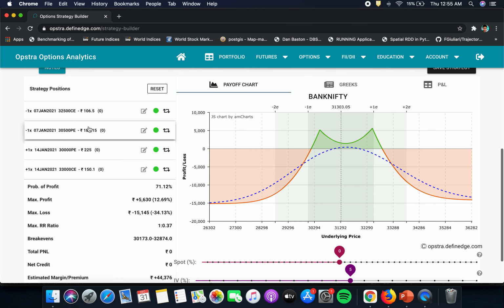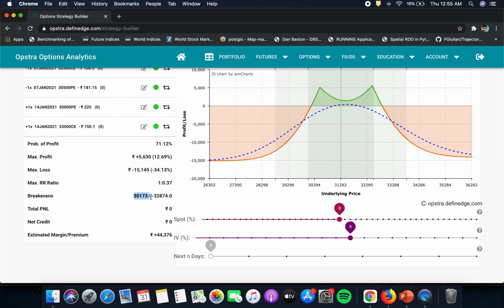The reason why this works is because if it stays within our desired range, these premiums are anyways going to be zero. But those premiums, they will not become zero. They will become zero only if they're out of the money on the 14th January expiry. So this is why this works. And again, this has a really high range, a really great probability of profit, and a really good max profit in case Bank Nifty expires at 3,500 or 32,500.